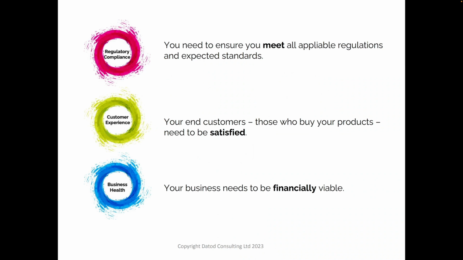Now, to go back to these groups, regulatory compliance, they are really concerned, are you meeting all the regulations and expected standards? The customer experience group are really your end customers who buy your products. They obviously need to be satisfied in terms of their expectations. And finally, the financial group, in terms of, is your business financially viable? And they have very, very different perspectives and sometimes overlapping perspectives in terms of their expectations of your quality system.